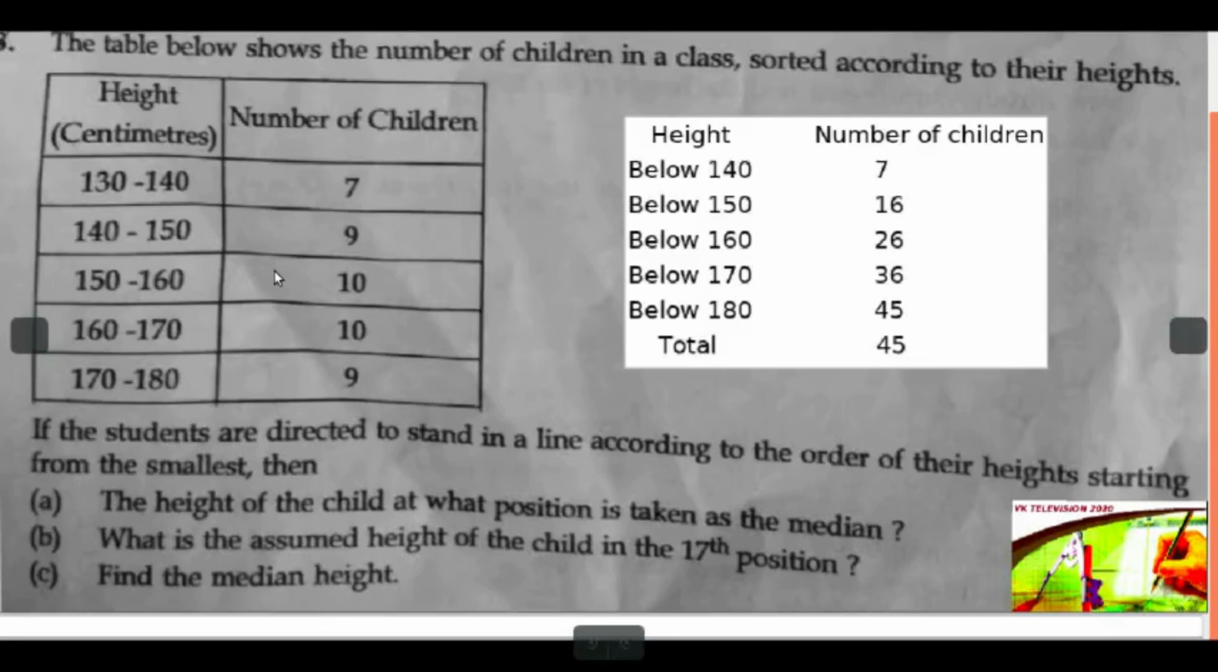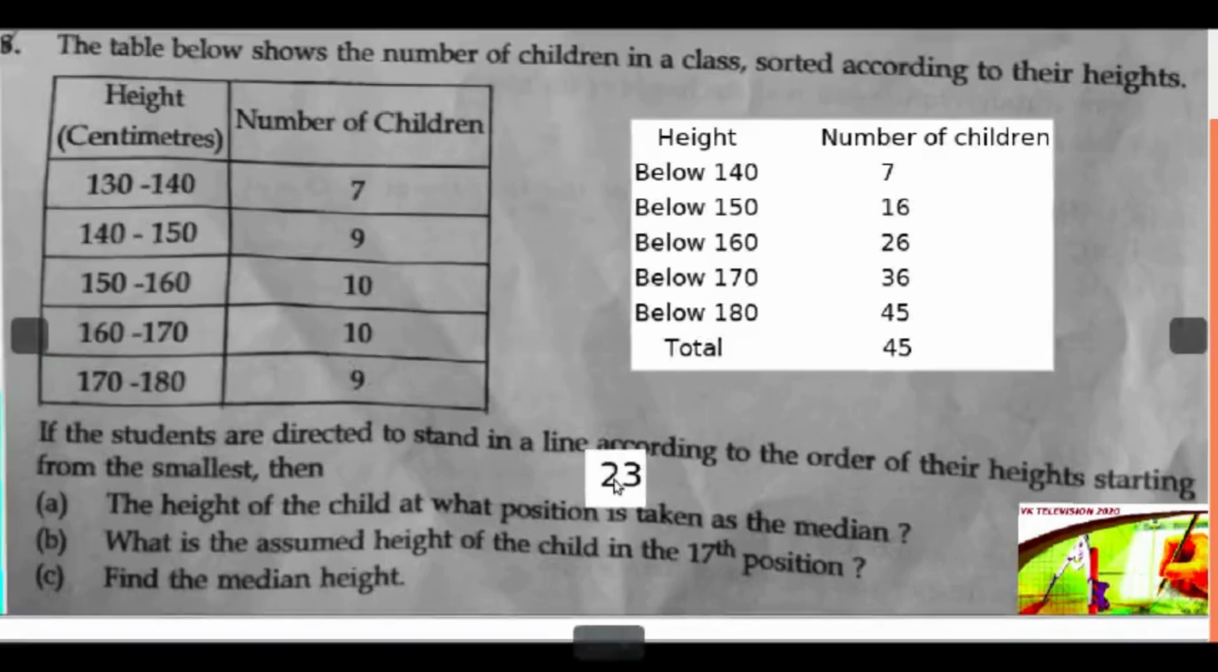So median is the middle of the 45 numbers. That is, we take 1 plus 45, that is 46. 46 by 2 is 23. So the median is the height of the 23rd child. That is the answer of the first one. So the median class is this interval. The height of the 23rd child lies between 150 and 160.